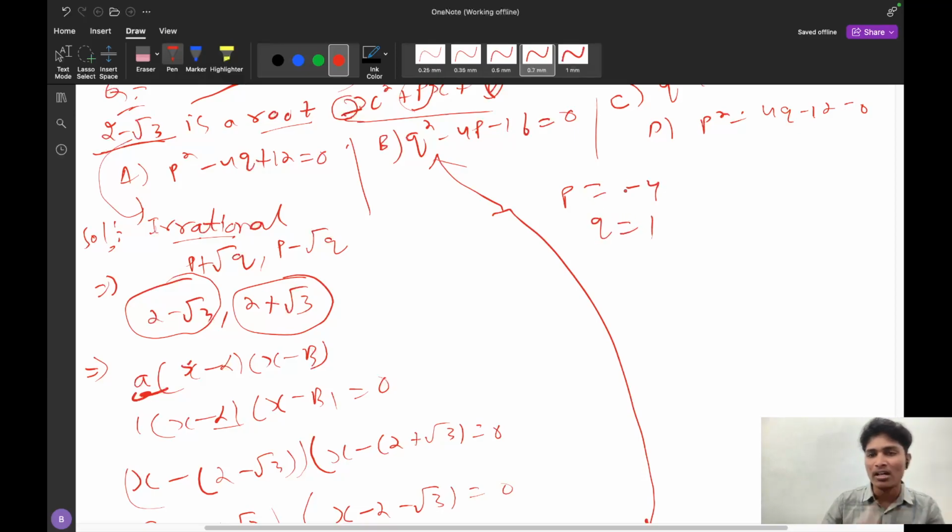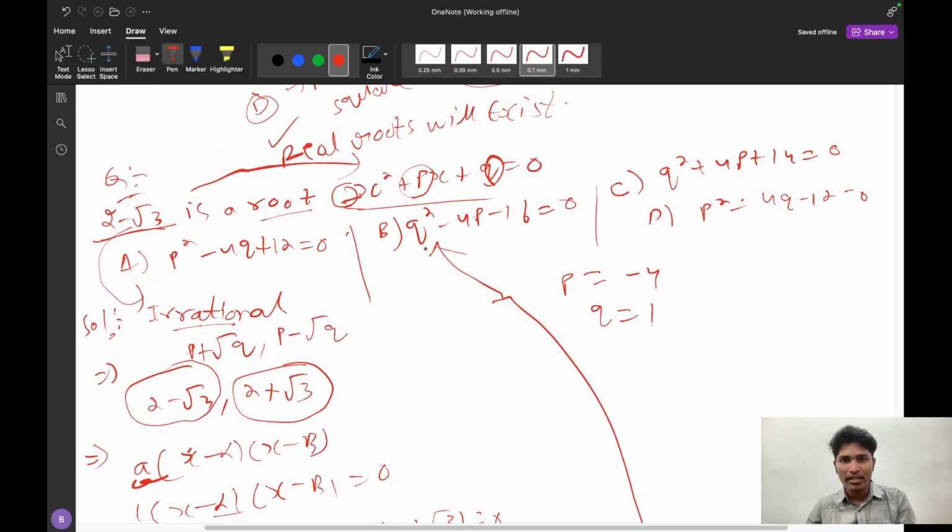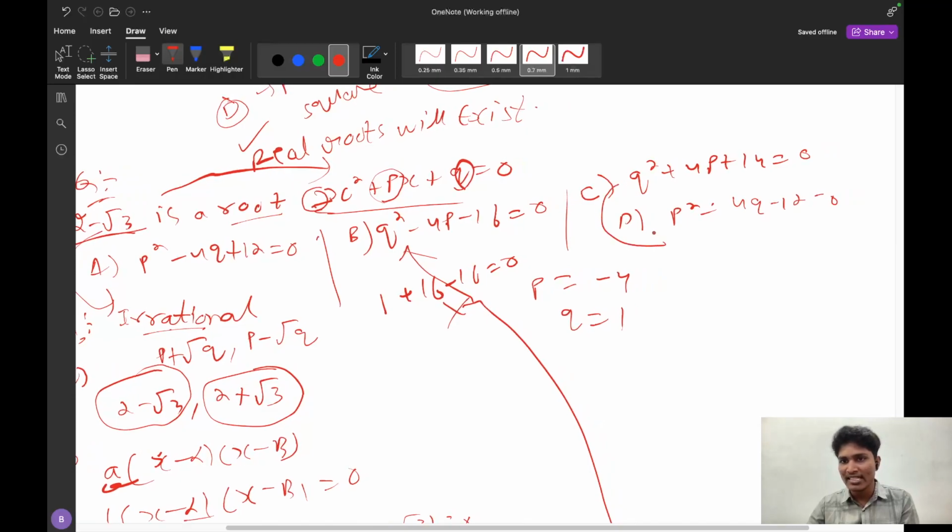Substitute. Suppose I take the first expression. If I substitute, it is 16 plus 4 plus 12, not equal to 0. No, it is not satisfying. If I take the c option, it is 1 minus 16 plus 14 is equal to 0. So this one is also not satisfying.